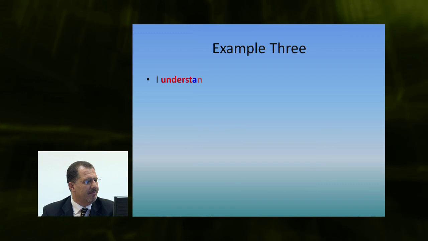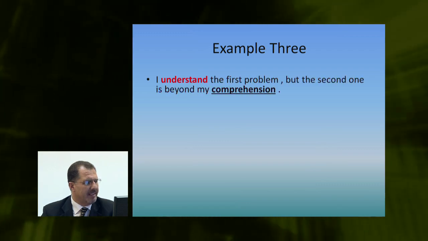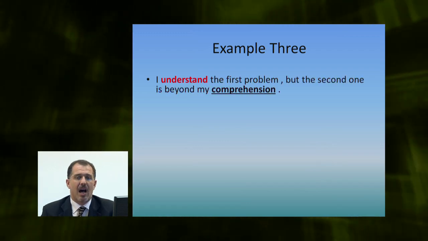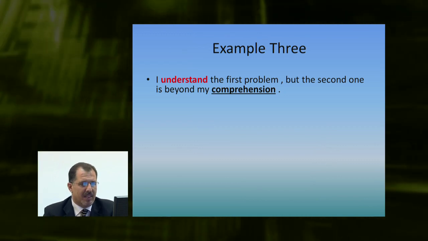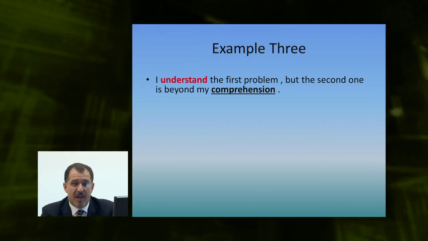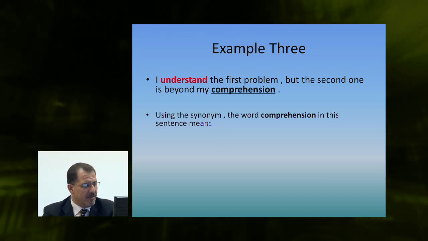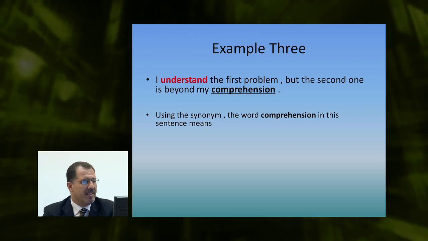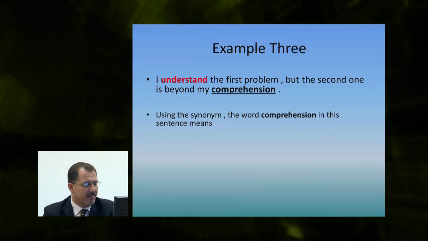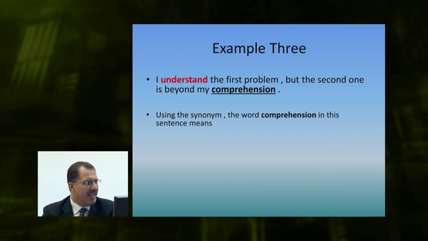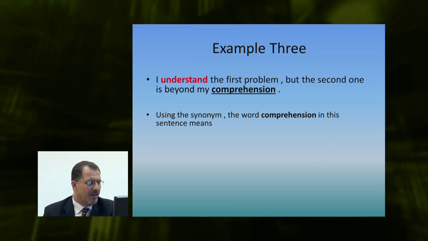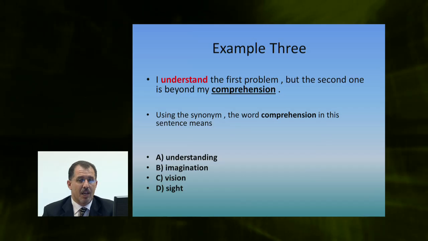Example 3. Let's read it. I understand the first problem, but the second one is beyond my comprehension. Okay, let's take a look. Using the synonym here, what is the synonym? The synonym is understand, which is in red. The word comprehension in this sentence means, okay, what do you think? Understanding, imagination, vision, sight.